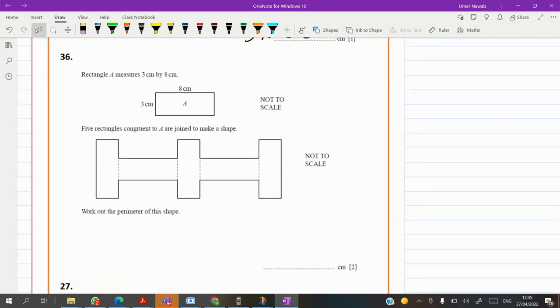Now we have here a rectangle which measures 3 by 8. So this is 3, this is 8, this is 3. And the total is 8. We have 5 congruent rectangles. So this side is 8, and this is 3. Since these two sides are the same, 8 minus 3 is 5, so that should be 2.5 and 2.5 on each part.